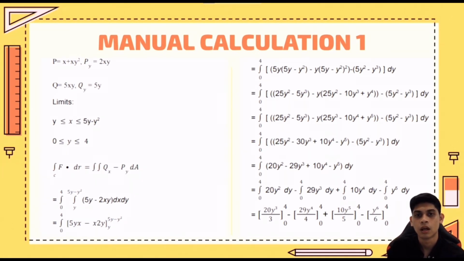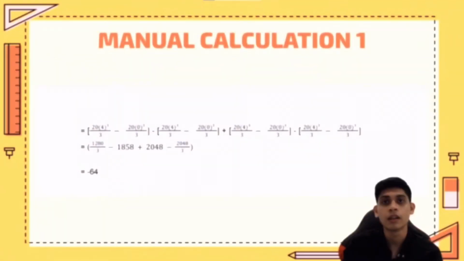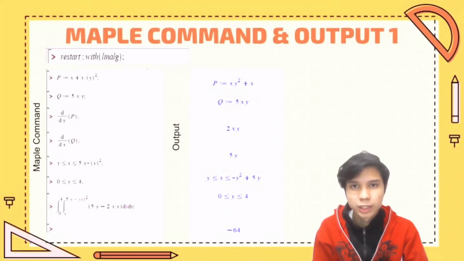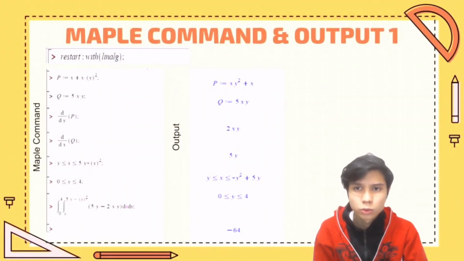Next, we proceed to evaluate the double integral. First, we integrate 5y minus 2xy with respect to x and substitute the limits of x. Then we do the second integration with respect to y and substitute the limits. Then we solve the calculation until we get the final answer, which is -64.